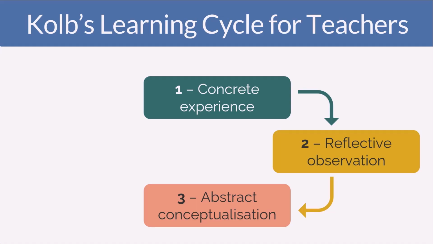The third step is abstract conceptualization. This simply means that after reflecting on your experience, you analyze it further to generate a theory as to why things happened the way they did. You identify patterns or reasons behind your observations and then form general ideas that can guide your future actions.